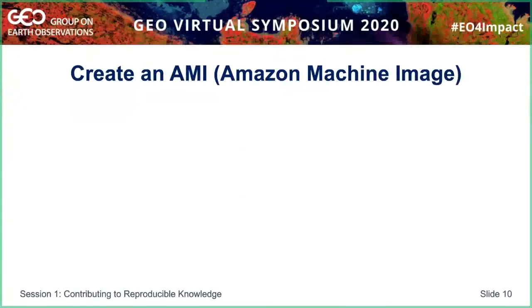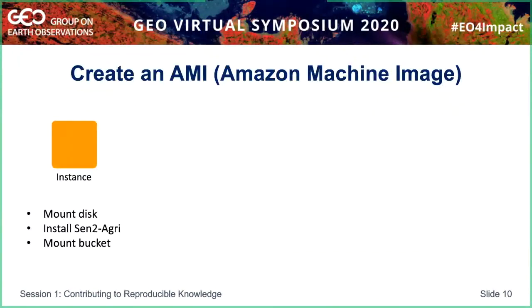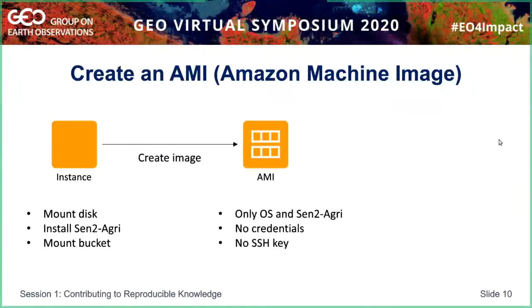But we could create an AMI, so that's an Amazon machine image that could simplify all those steps. So to create an AMI, what we do first is creating an instance and then mounting a disk, installing Sen2Agri, and mounting the bucket. So those are the steps that I presented on the previous slides. So you make a running instance with the Sen2Agri. And then next step is to create an image, so an AMI, from that instance.